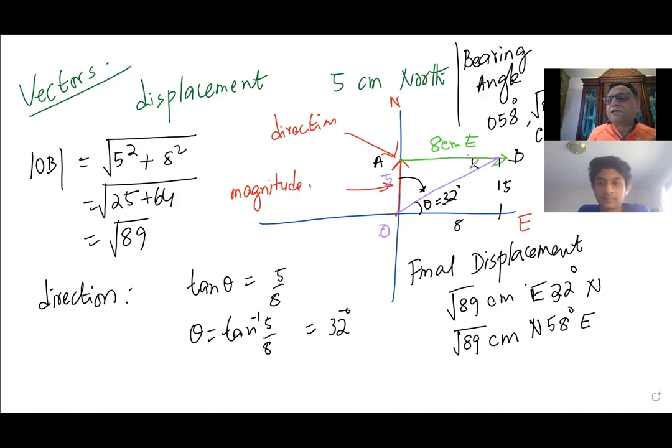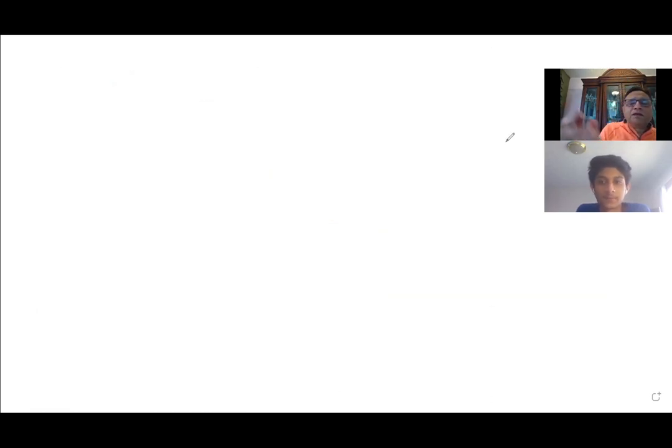Straight away, we applied tan theta, the primary trigonometric ratios, and got our result. Let's take a second example. This time, let us say that there are two particles, and we want to add their displacements. So we want to add these two vectors.